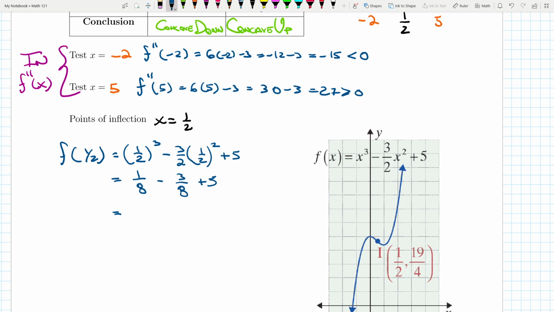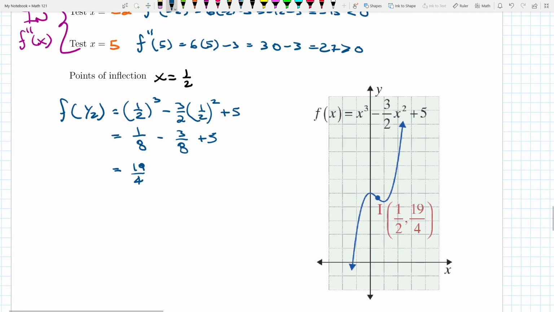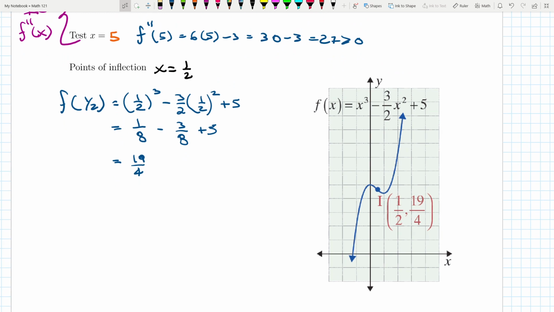And then combining these numbers, we're going to get the following: 19/4. You may use a calculator to write these numbers. All right, let's check with the graph. We have the graph of this function, f of x equals negative 3x squared plus 1. Notice here we have the point 1 comma 19/4, which is the actual point of inflection, where the graph changes from concave down to concave up.